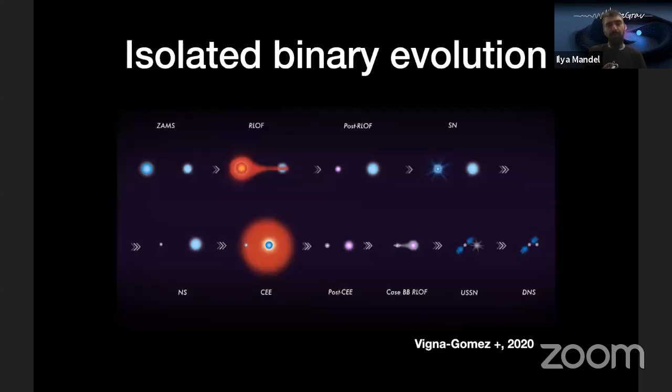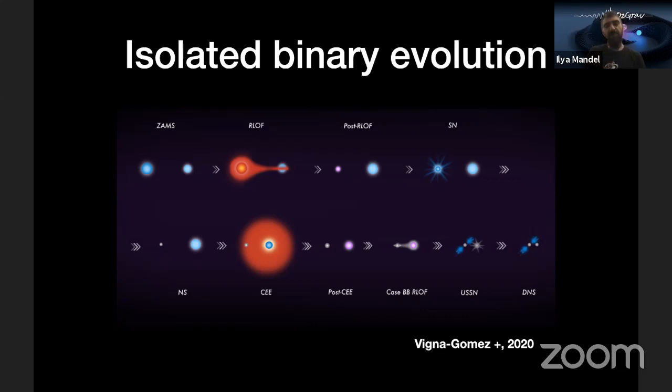So I've already gone through this picture of isolated binary evolution, but again, just to highlight the story, here is a plot from one of my former students, Alejandro Vigna-Gomez, made in a slightly different way. But again, we have two stars. One of them expands, overflows the Roche lobe. There may be a supernova. There may be a common envelope phase. But one thing I want to highlight here is the step third from the right on the bottom line, which here is called KSBB Roche lobe overflow.